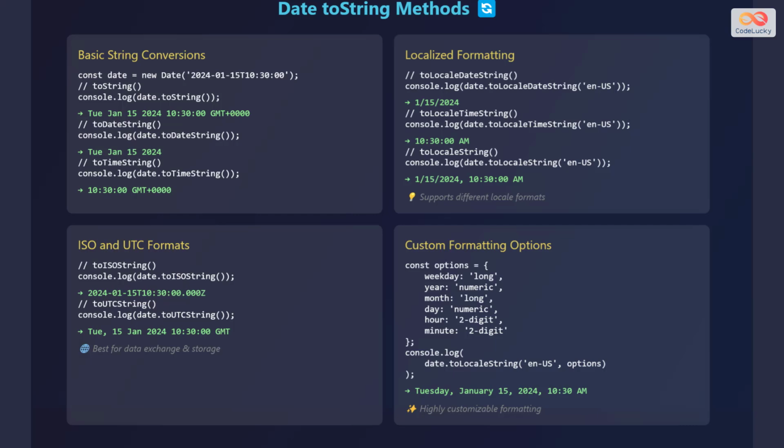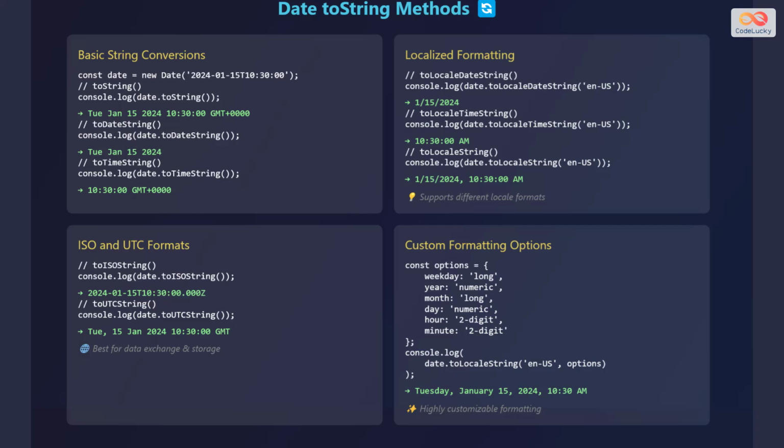The third section presents the ISO and UTC formats. The toISOString method returns the date in the ISO format, which includes the full date and time, as well as the time zone. The toUTCString method returns the date as a UTC date string. These formats are optimal for data exchange and storage.